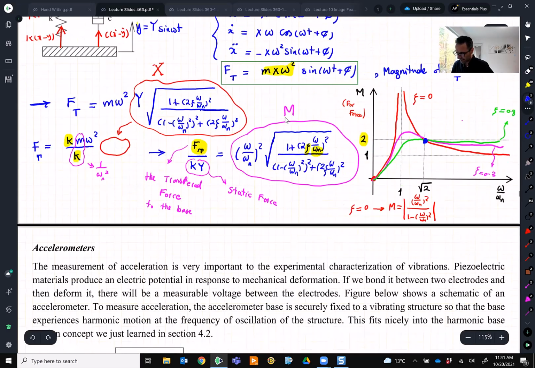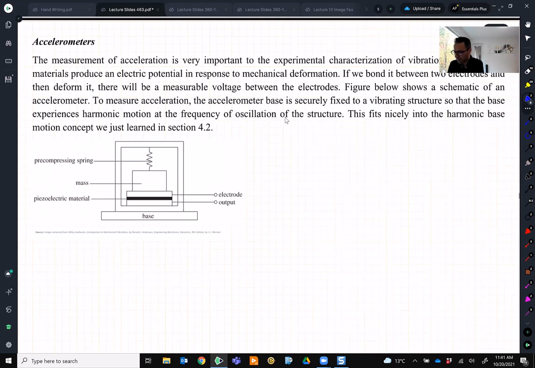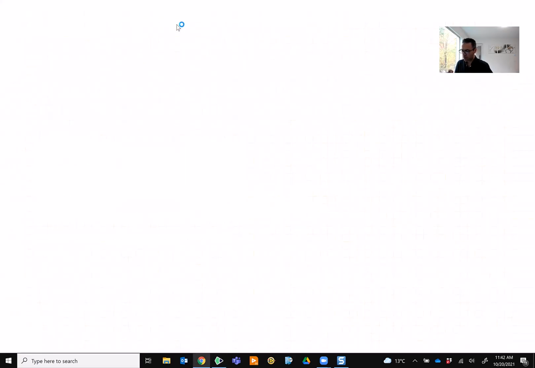So let's now talk about the accelerometer. Accelerometers are made based on the concept of base vibration. And this is a schematic of an accelerometer. Probably if you Google for an accelerometer, let's just do that, we will see a small shape of a sensor.